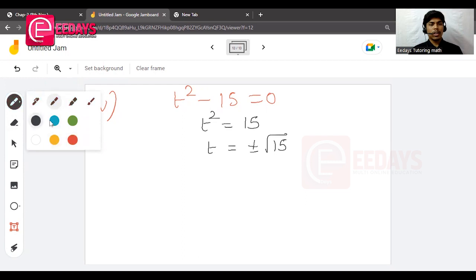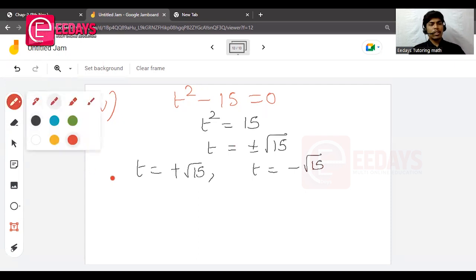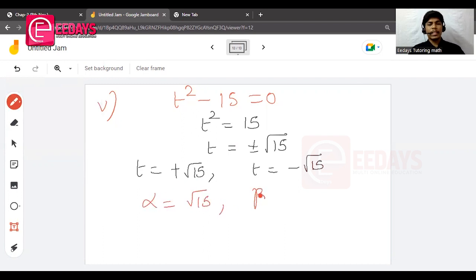Now t is equal to plus root 15, and t is equal to minus root 15. So t is equal to plus root 15 and minus root 15. Yes, you can say we can take alpha and beta. Alpha is root 15 and beta is equal to minus root 15. That's it. I think the fifth one is simple, right? Without doing the splitting middle term method, we can easily find it like this.